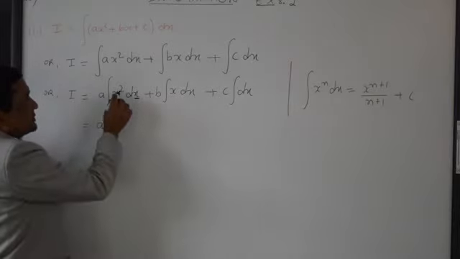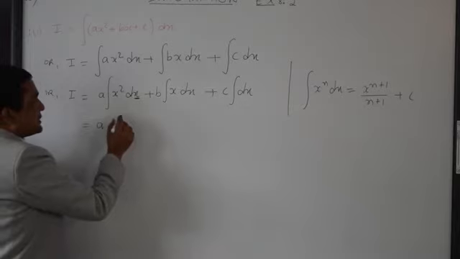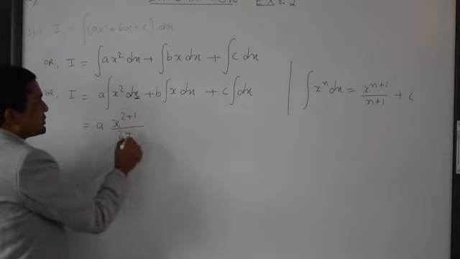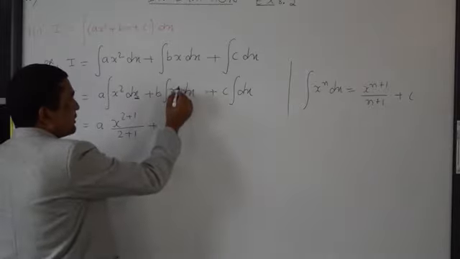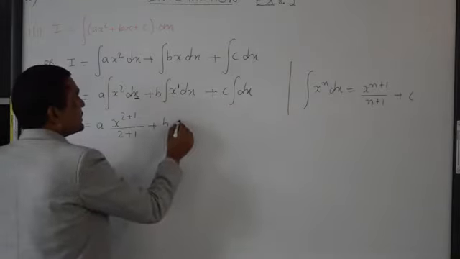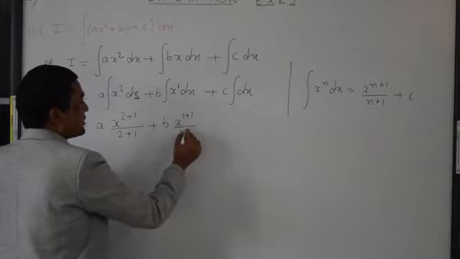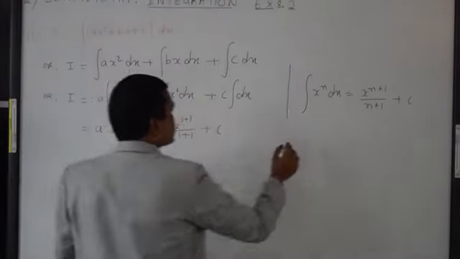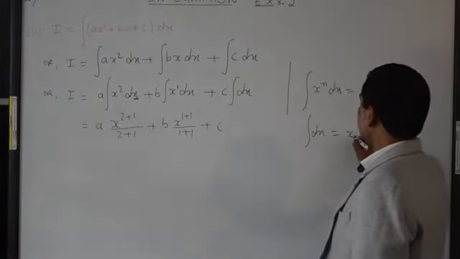In place of n we have 2. According to the formula, this is x to the power 2 plus 1 divided by 2 plus 1. Then plus b, the present power is 1 here, so b into x to the power 1 plus 1 divided by 1 plus 1. Then plus c, the integration of dx is x plus c.